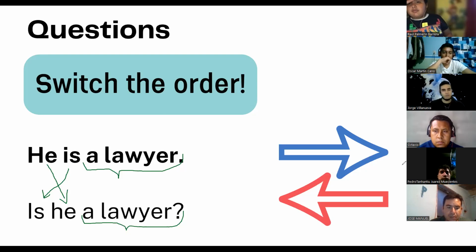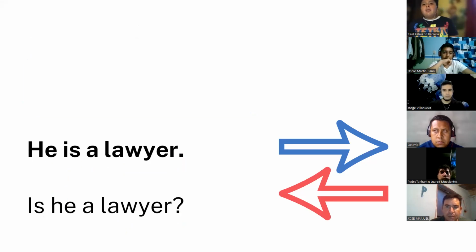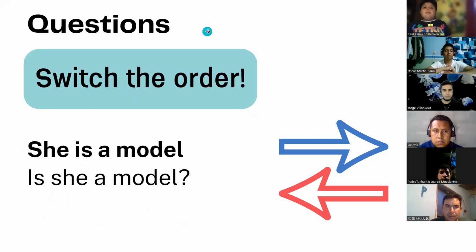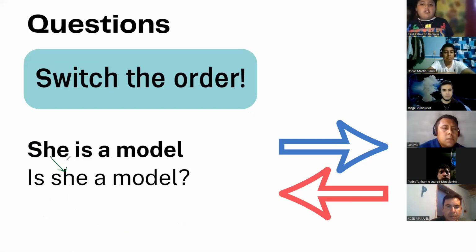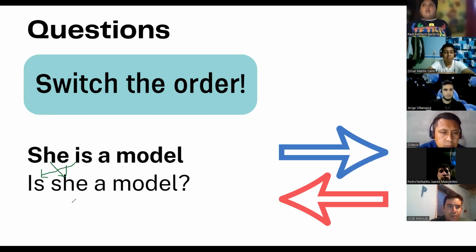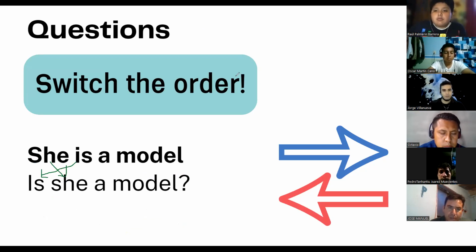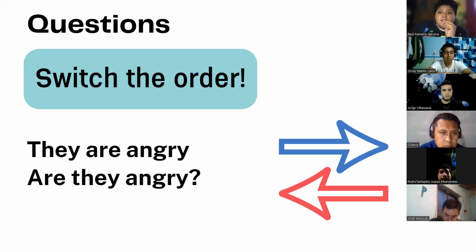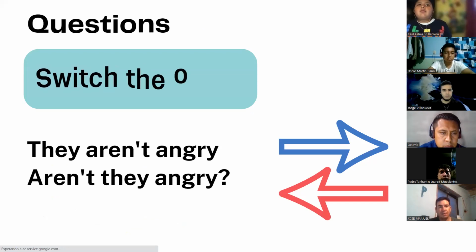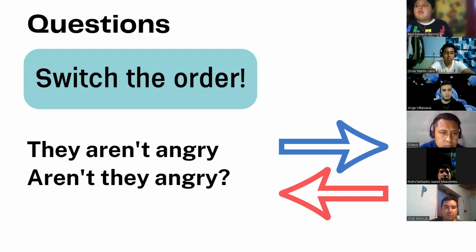All righty. A few more examples here. She is a model. Again, all I have to do, my she goes over here, my is goes over here. She is a model. Is she a model? All I do is switch the order. They are angry. Are they angry? They aren't angry. Aren't they angry? Fíjense que también lo puedo aplicar para los negativos.